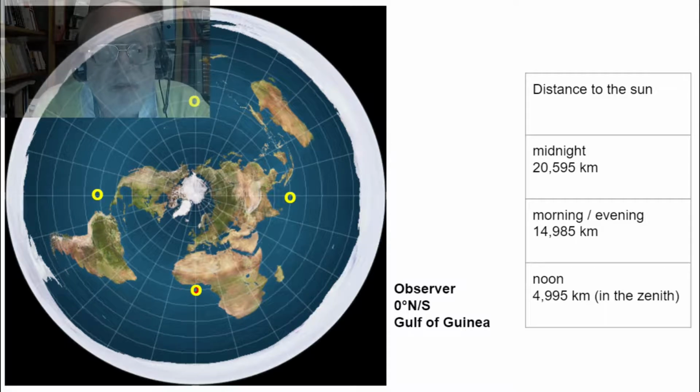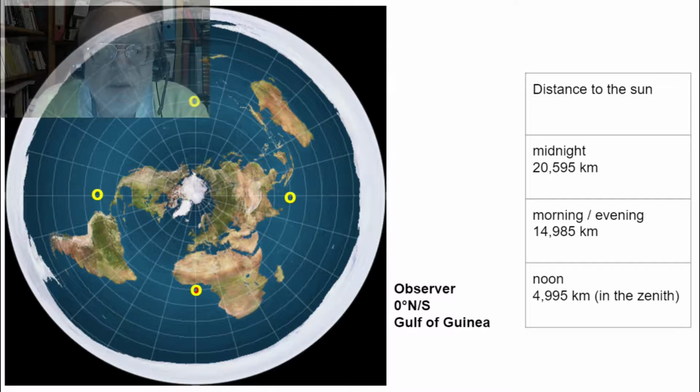Let us first imagine that we are on a ship in the Gulf of Guinea, south of Ghana, at the beginning of spring and autumn. There the equator intersects the Greenwich meridian, so we are at 0 degrees north and 0 degrees west. At noon, the Sun is by definition 4,995 kilometers directly above our heads. In the morning and in the evening, the distance is calculated as follows.